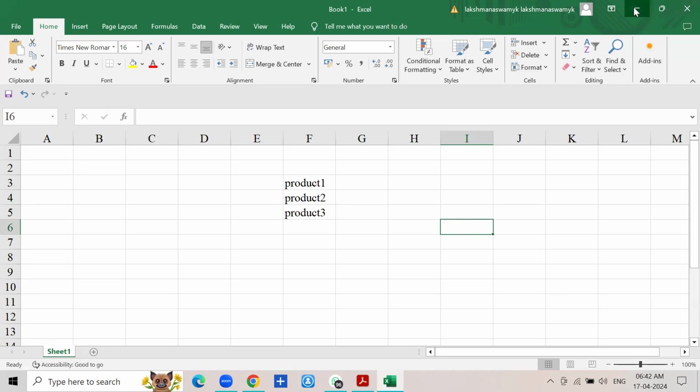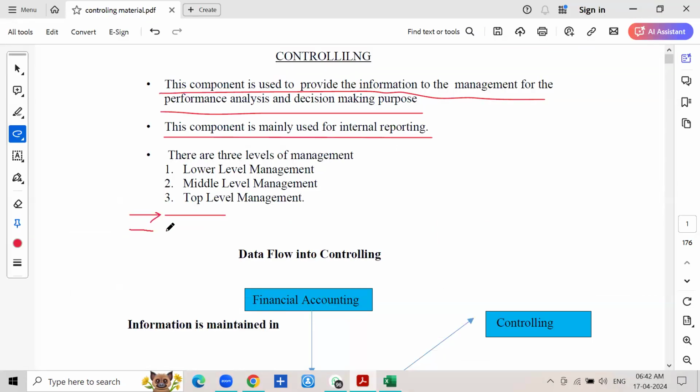This point also you can write. The controlling component is always concerned with analysis of P&L account items only. Okay.